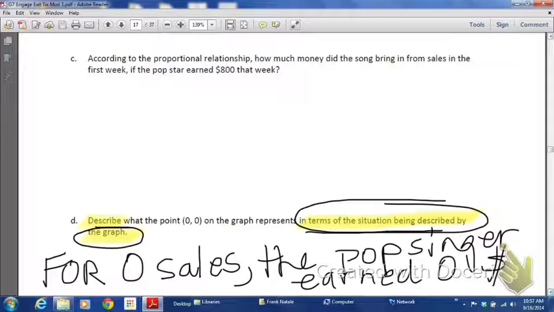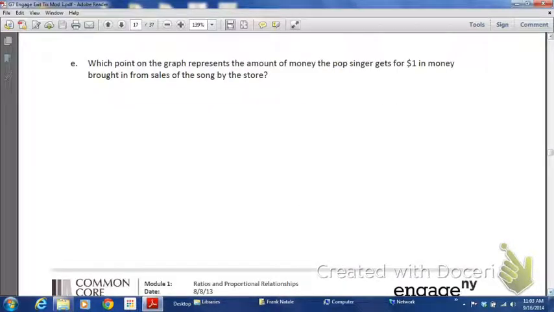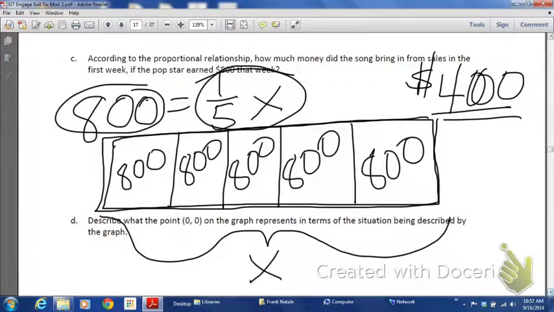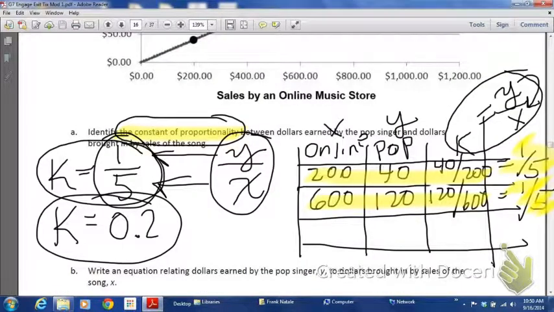Okay, so we have one last question, and that's E. Which point on the graph represents the amount of money the pop singer gets for $1 in money brought in from sales of the song by the store? Very, very important to read these questions very thoroughly, because if you remember what we said earlier, we identified our X and our Y.